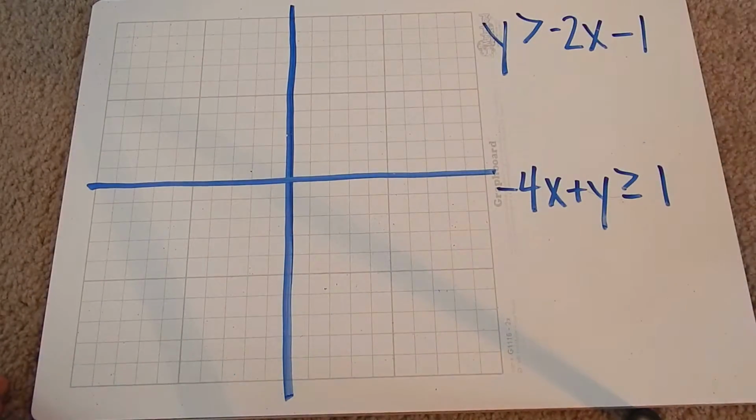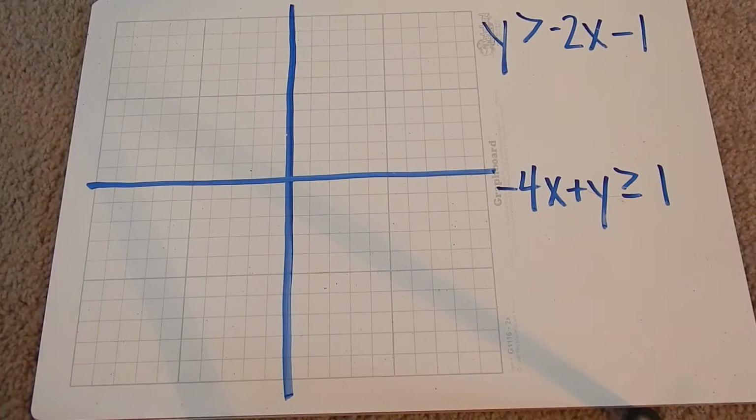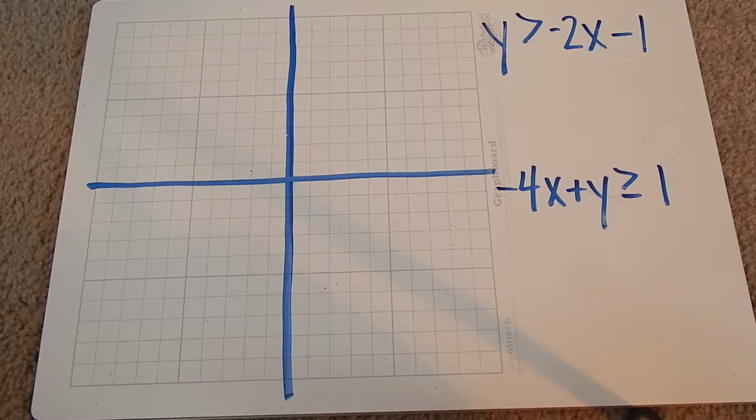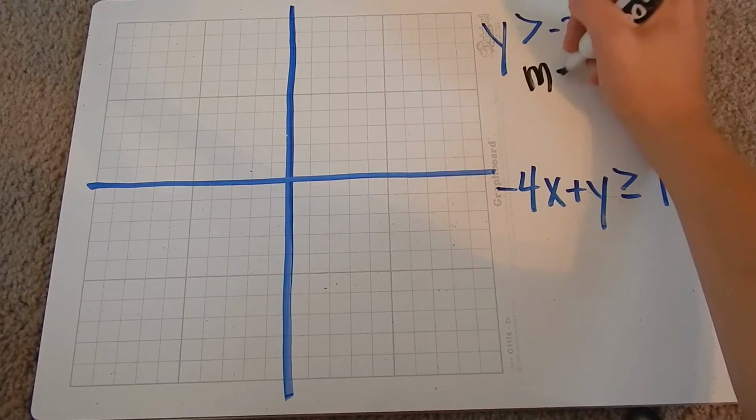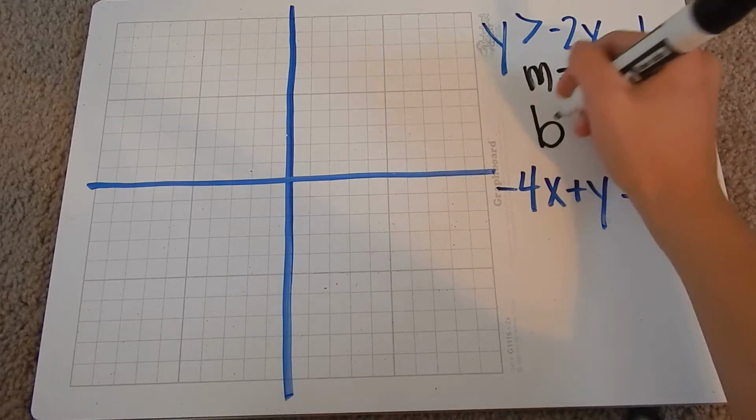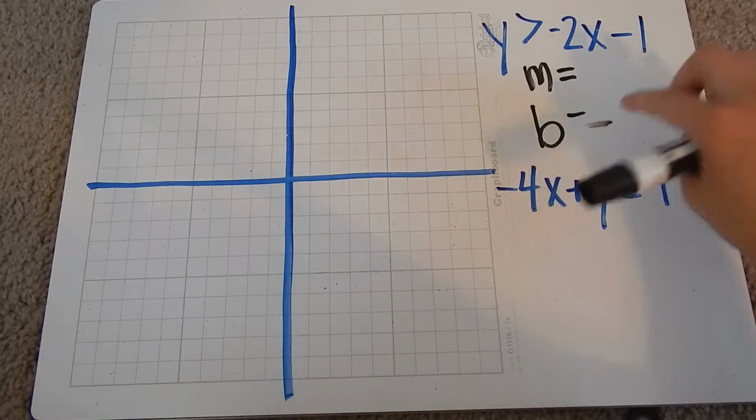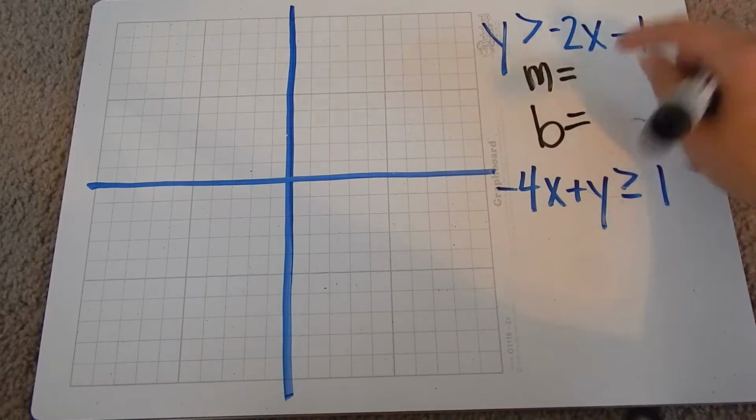Now let's move on to our next example here. Again, I'm going to start the same way, graph my lines. My first line is y is greater than -2x minus 1. Since we're already in slope-intercept form, I can just write my slope and intercept and graph from there.